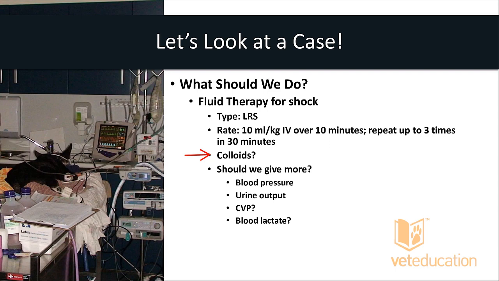So should we give more fluids? How do we know if we should give more fluids than this 10 mils per kilo over 10 minutes, maybe 2 or 3 boluses of this? Well, can we use things like blood pressure or urine output to determine whether or not we give any more fluids? Can we use central venous pressure, or can we use blood lactate? Let's talk about these things for a minute, because blood pressure is a really important one to monitor in our patients once we're giving them intravenous fluid.